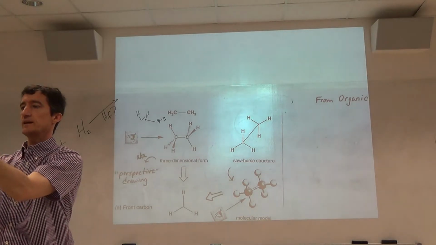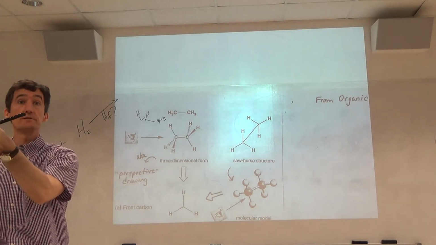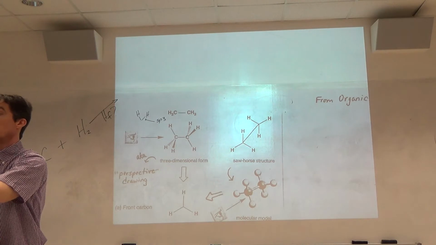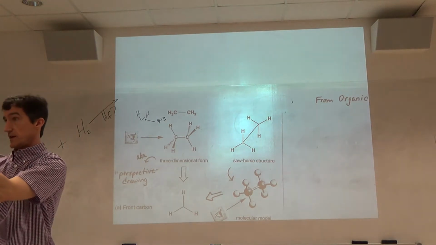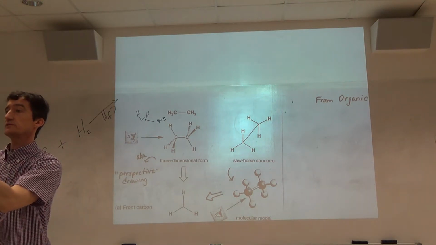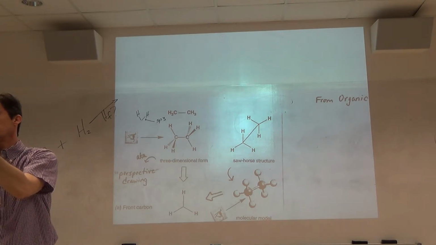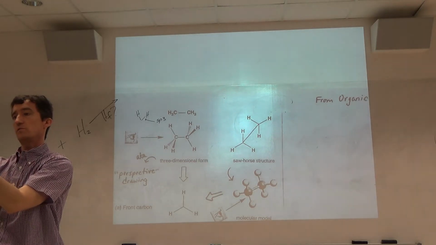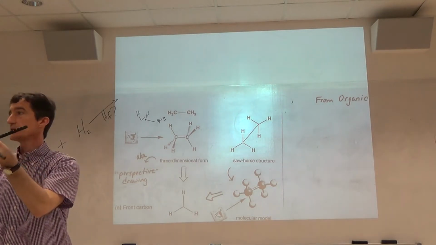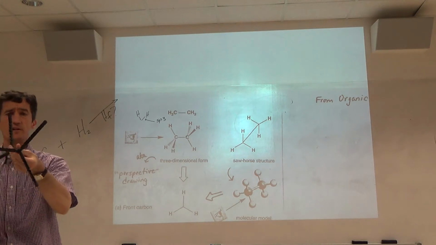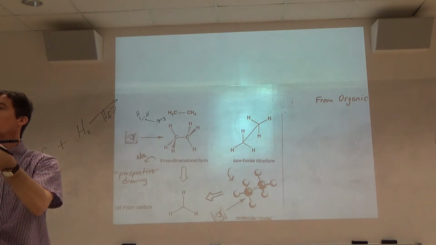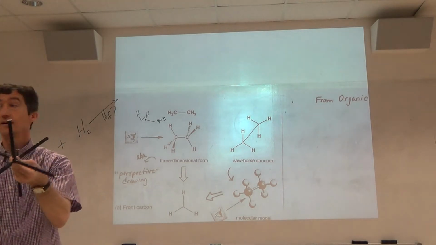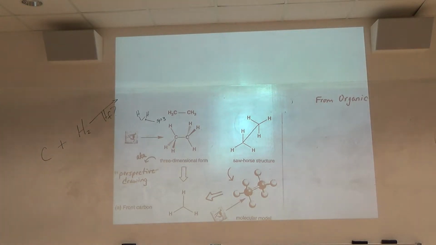But what if I rotate this and look at this conformation? Is this an eclipsed conformation? No, that H is not eclipsing anything. Let's turn it like this. No. There's no eclipsed conformation. What do you want to call that one? Non-eclipsed? Other than non-eclipsed, what do you want to call it? Staggered. That's called a staggered conformation.